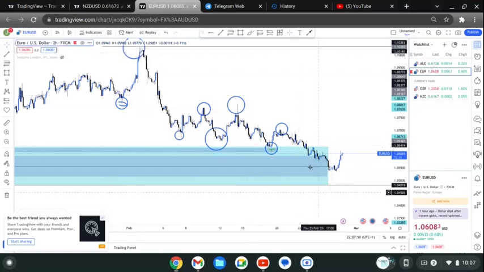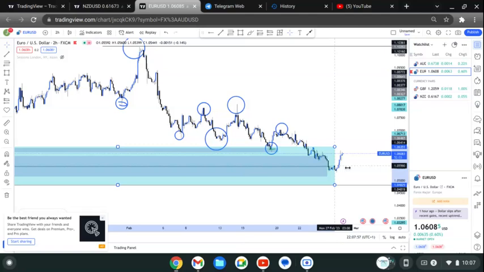So now price has filled that imbalance. That imbalance is this purple rectangle I'm using, and I marked out the 50% of that imbalance. We filled that imbalance, then we started seeing price moving up a bit, and price took out this low also.